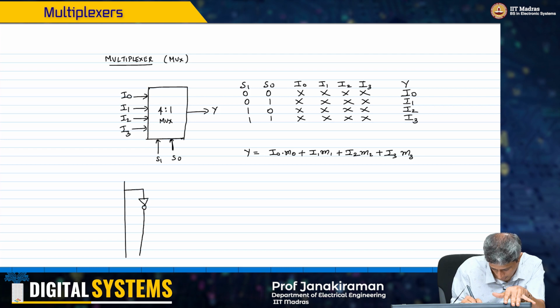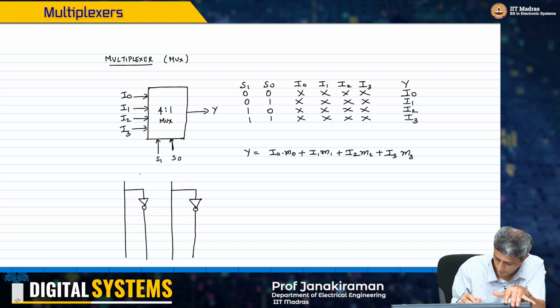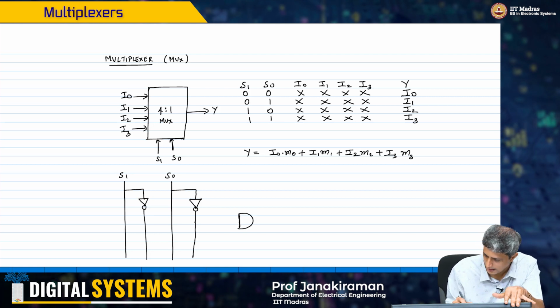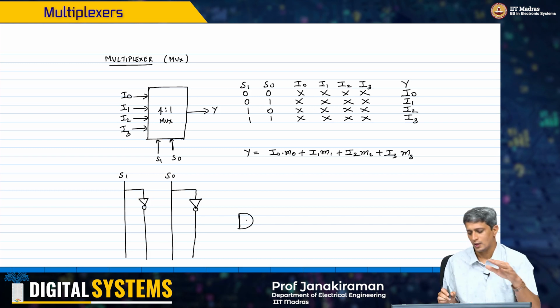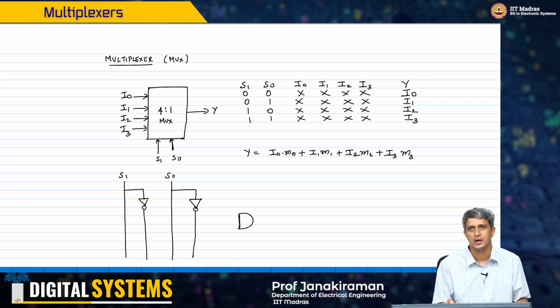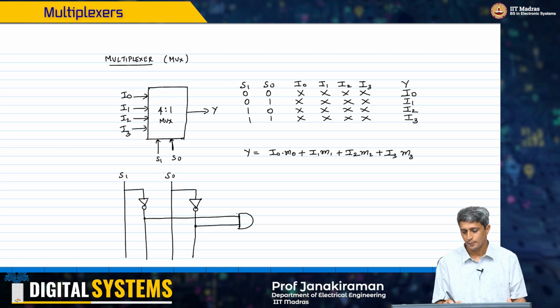Generate true and complement for the select signals, S1, S0. Now M0 is going to be, okay, so again, this could be implemented in different ways. I could first generate M0 using a 2-input AND gate if I wish, right. So this is what I have.